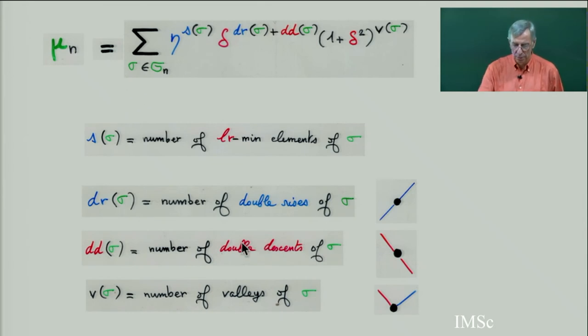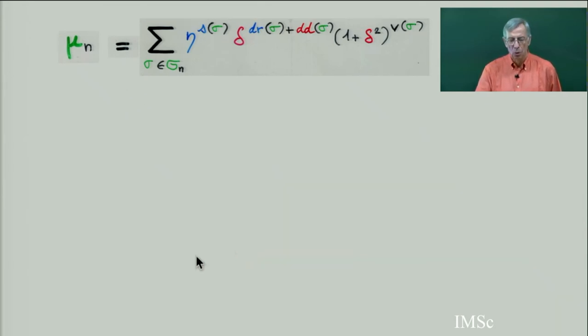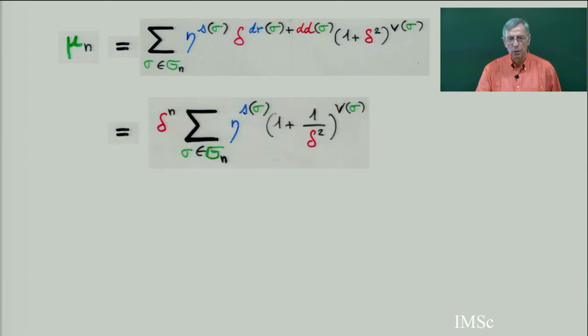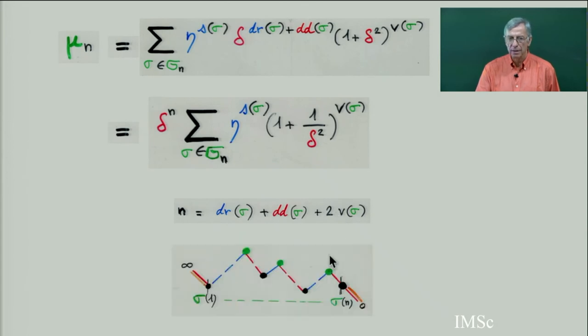And so you get this formula, and now you can rewrite this by putting delta in factor in the beginning, and write this in a more simple way. Eta again, left-right minimum element, but now you have only the number of valley, because n, the total number of elements, is the number of double rise plus the number of double descent, plus twice the number of valley. So don't forget that we are in the restricted Laguerre history.